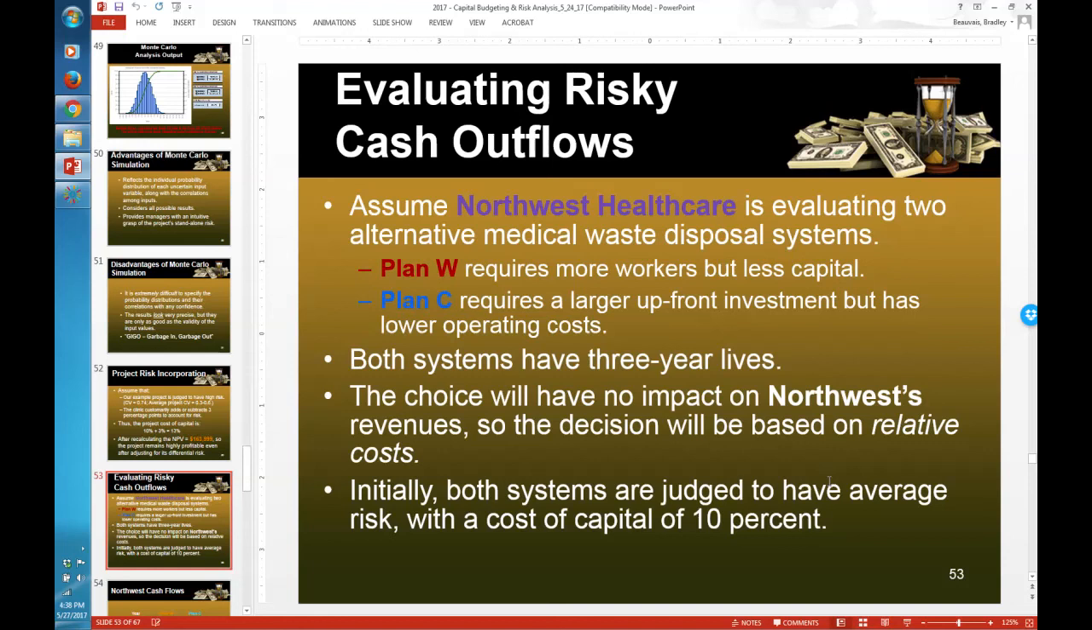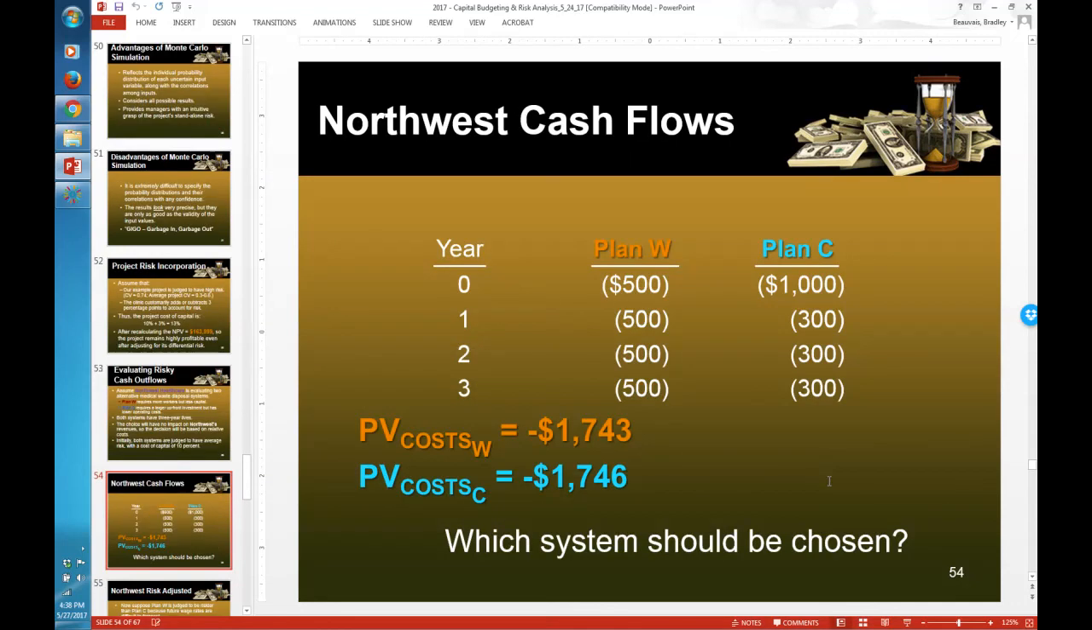Okay, so in both cases, in this particular scenario, they're both 3-year life systems. There's no impact on this particular organization's revenues, so it's all based on relative cost, and we'll stick with the same cost of capital and average risk that we've encountered before. So this is how we'd set it up. Slightly different look. Of course, you can see there is a timeline involved. It's just going from top to bottom versus from left to right.